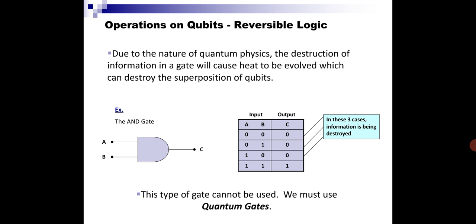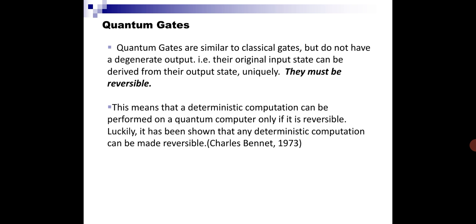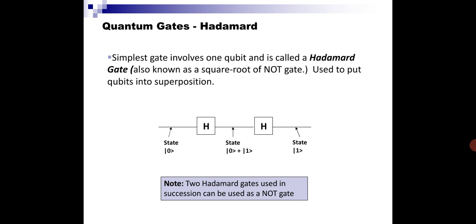We must use quantum gates, because due to the nature of quantum physics, the destruction of information in a gate will cause heat to be evolved, which can destroy the superposition of qubits. So instead, we can use quantum gates. Quantum gates are similar to classical gates, but do not have a degenerate output. That is, their original input state can be derived from their output states uniquely. They must be reversible. This means that deterministic computation can be performed on a quantum computer only if it is reversible. Luckily, it has been shown by Charles Bennett in 1973 that deterministic computation can be made reversible.